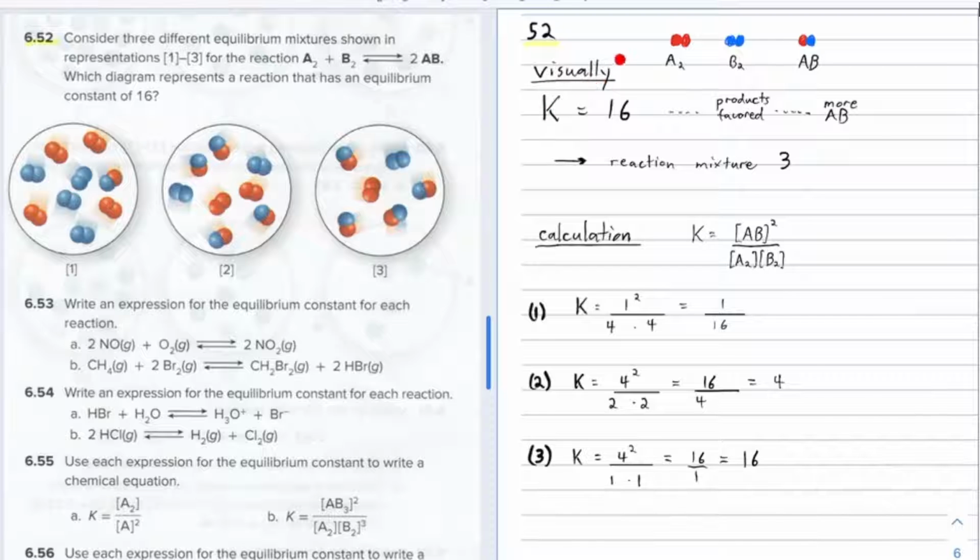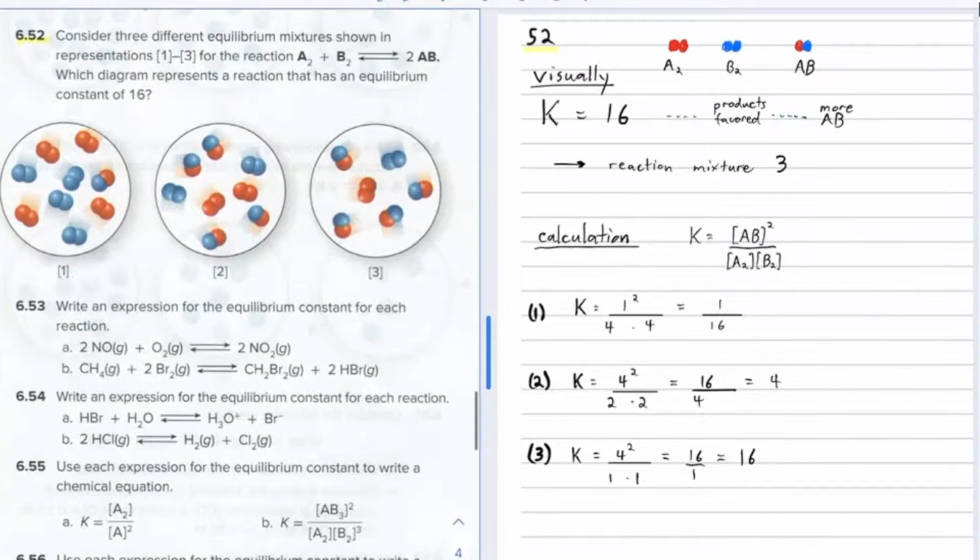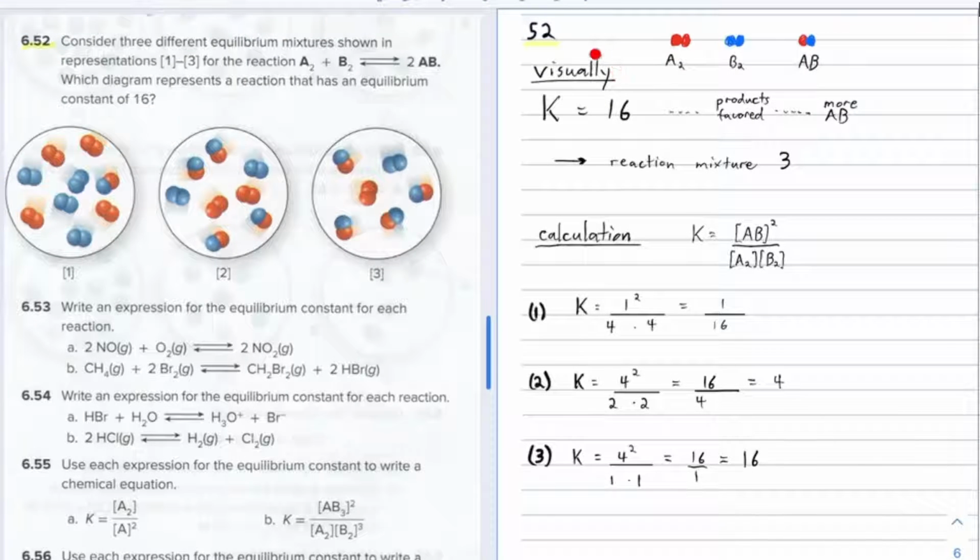Using either method, we should make sure we know what the molecules in the picture are. The A2s and the B2s are going to be when you have two of the same color attached together. So let's just say the A2s are the red ones and the B2s are the blue ones. Then the ABs are, of course, what you have when the reds and the blues are attached together. So first, let's do it visually.